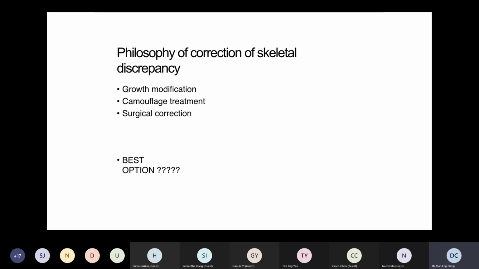So we're trying to move the teeth around, and that is the camouflage treatment. So at the end, it gives you a false impression that we corrected the class 2 and class 3. But whatever we do is just changing the incisor angle or moving the teeth around, and the skeletal pattern remains class 2 or class 3. So what's the best option? It's not really the best option. It depends on what the patient wants and what the patient's case is. Like I said, for mild to moderate, we can try growth modification or camouflage treatment. When it comes to severe cases, it's best to deal with surgical corrections.